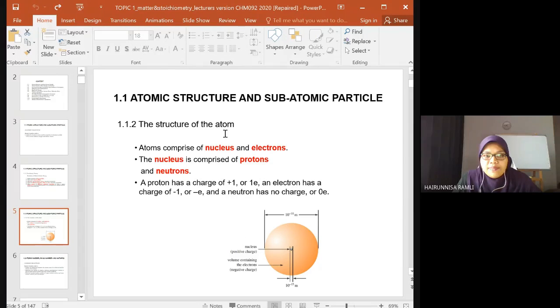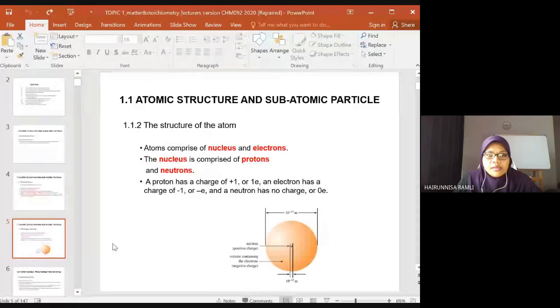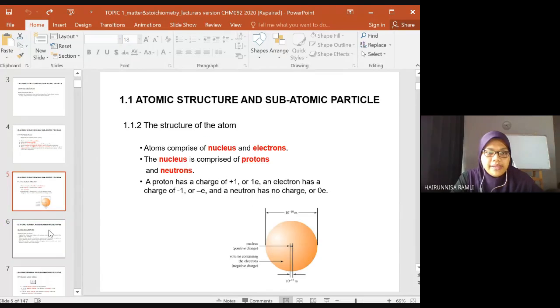Atoms comprised of nucleus. Eh, kalau saya buka macam ni, you all nampak kecil sangat ke? Okay ke? Okay. Tak, saya tak perlu besarkan, eh? Supaya saya boleh nampak Google Meet sekali. Saya besarkan macam ni. Okay. You boleh refer you punya slide note sendiri jugalah, eh. Okay, so nucleus comprised of proton and neutron. So, pendek je topik 1.1 ni kan, the structure of atom.